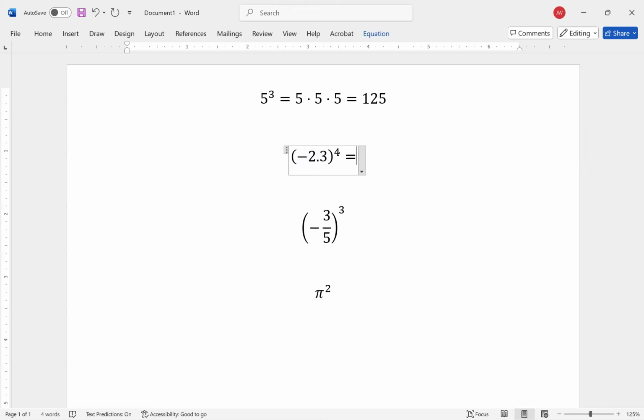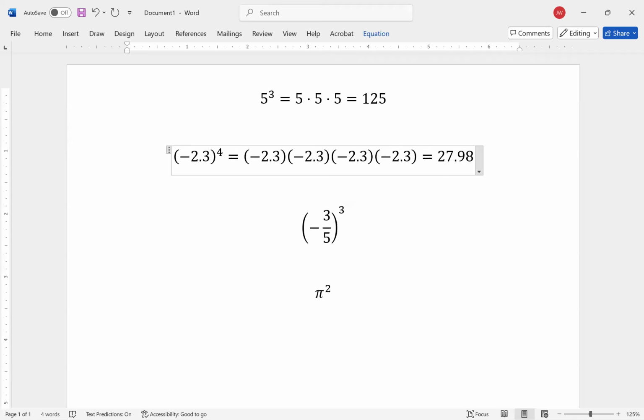When I take negative 2.3 raised to the fourth power, I have to be really careful about multiplying negatives, because I'm going to get a negative 2.3 times another negative 2.3 times another negative 2.3 times another negative 2.3. Since I'm dealing with negative numbers, I'll use parentheses there. You can also, if you'd like, type it into your calculator and just take negative 2.3 raised to the fourth power. As a decimal, I get 27.9841.